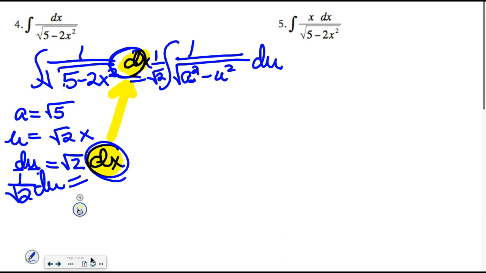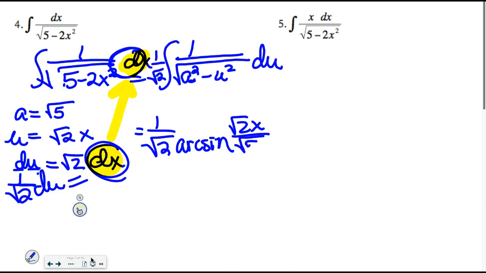This is arcsine. It has a fraction correction, but then it's just arcsine u over a. If it's arctan, it's 1 over a, arctan u over a. So this is arcsine u over a, right? And then plus c. You could rationalize the denominator if it floats your boat. Okay, I'm not going to.